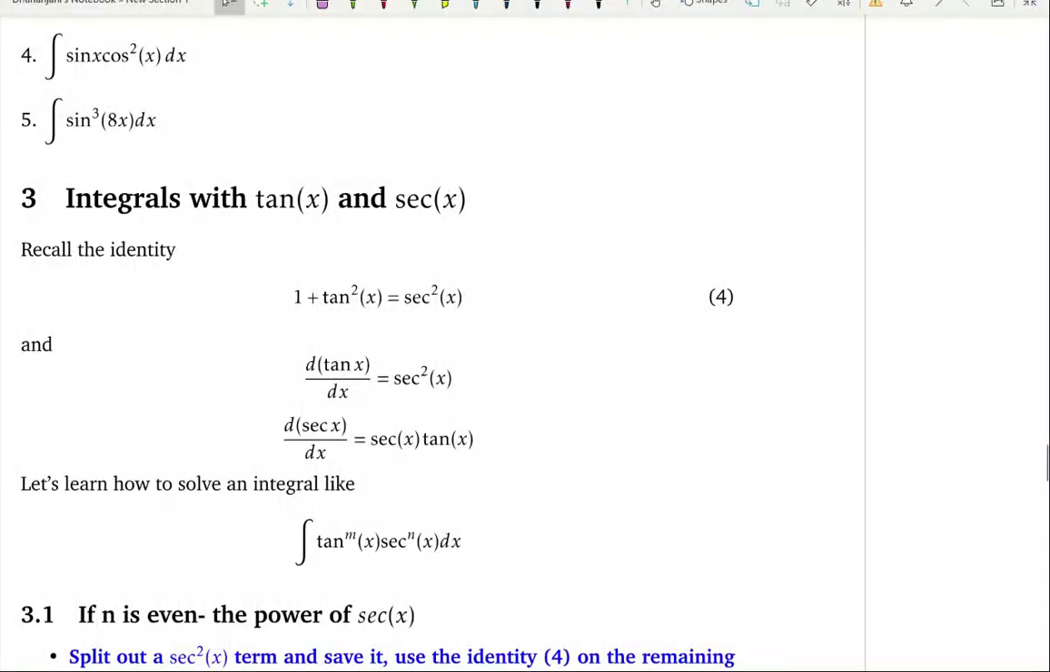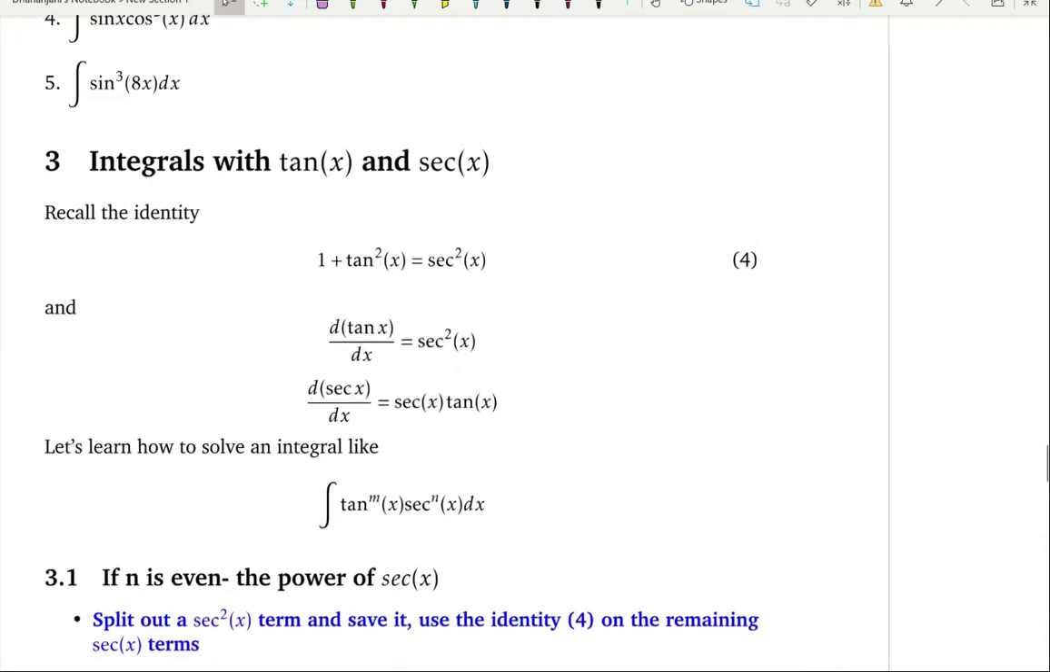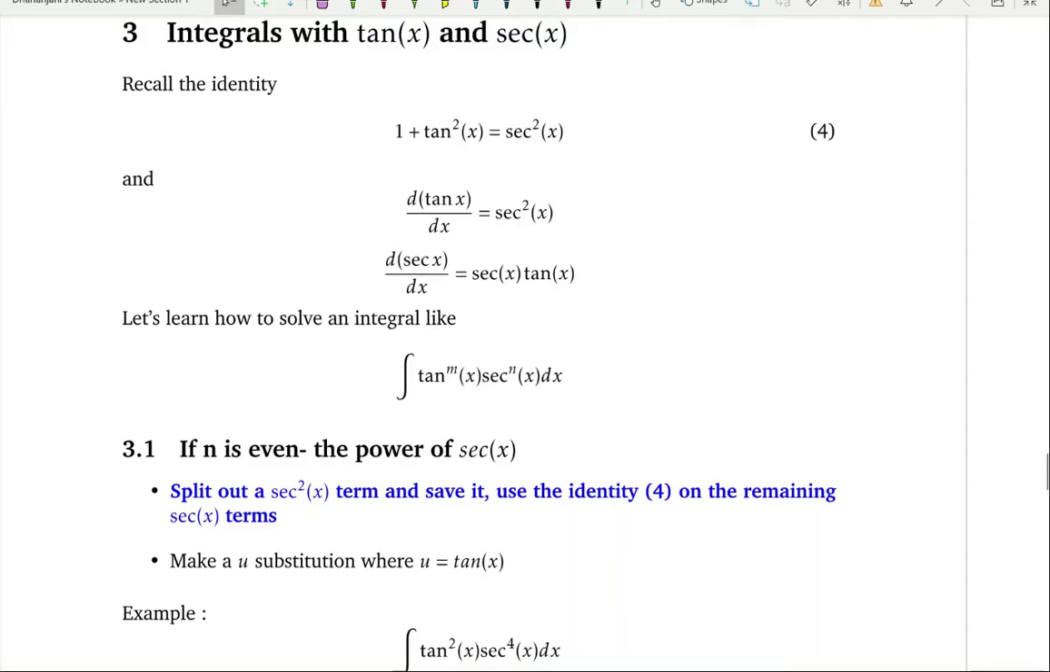Okay, hello everyone. So in this video we're gonna learn how to integrate trigonometric functions that contain tangent and secant functions, or a mix of them. Now before we do that, we have to recall some of the identities and some of the results.